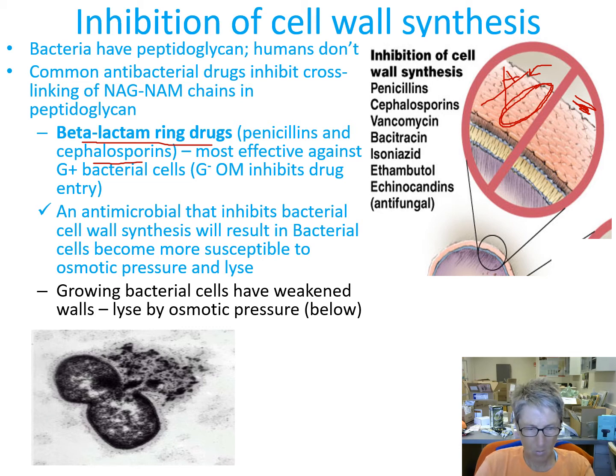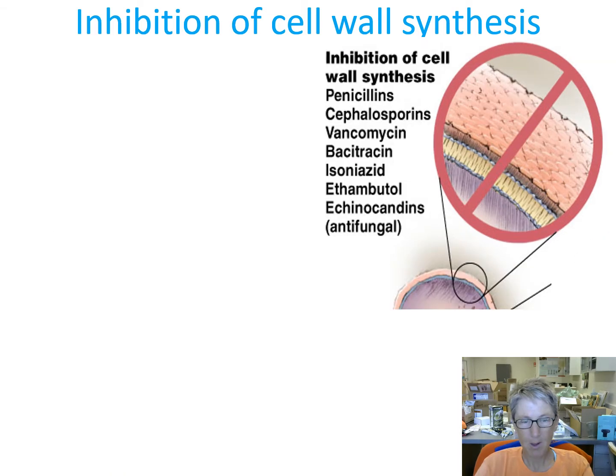And here's a transmission, I think it's a transmission electron micrograph. This bacterial cell was trying to divide, but it got probably a penicillin or a cephalosporin. It's gram-positive bacteria. And look, this is all the contents of the bacteria lysing out. So see you, bacteria.